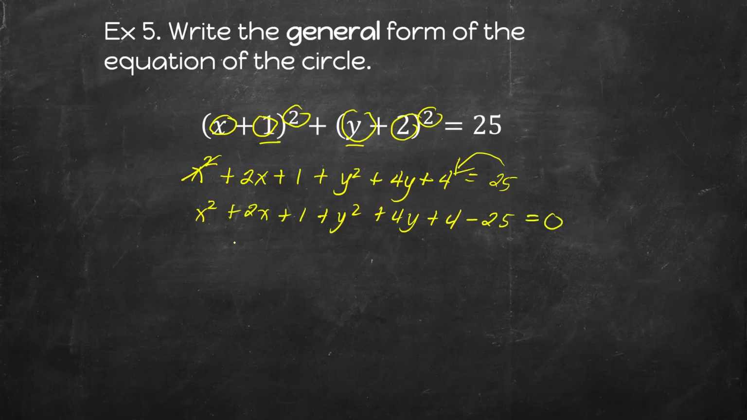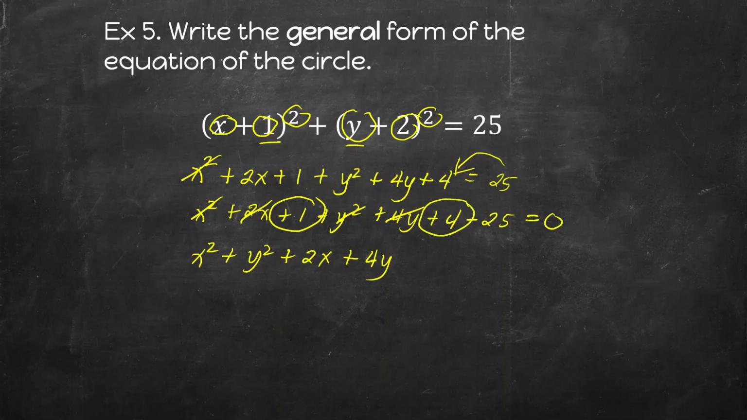Ayan. So, pagsamasamahin na natin. So, x squared muna, followed by y squared, followed by 2x, followed by 4y. Pwede nyo i-cross out para hindi kayo malito. And then equate natin yung mga natirang number. Si 1, positive 1, si positive 4, at si negative 25. 1 plus 4 is 5, minus 25 is negative 20, which is equal to 0. So, ito na yung standard form niya.